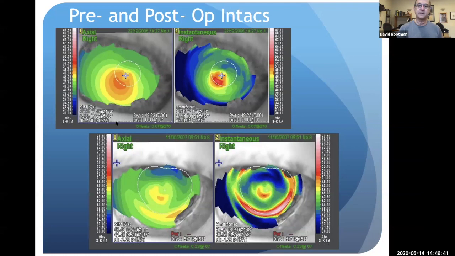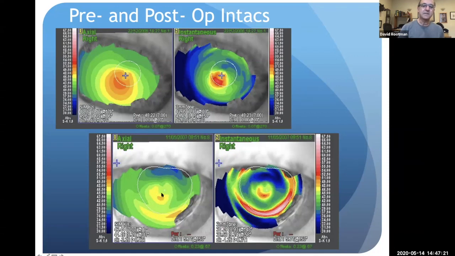And here's an example. This is the pre-op, the kidney bean, I like to call it. The axial, the tangential map shows us where the steepest part of the cornea is and where the maximal part of the cone is. And then when we look at the post-operative assessment, this was done in December 2006. So this is a mere 5 or 6 months later.